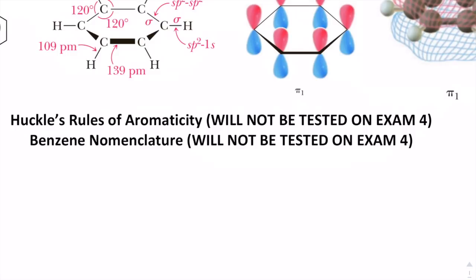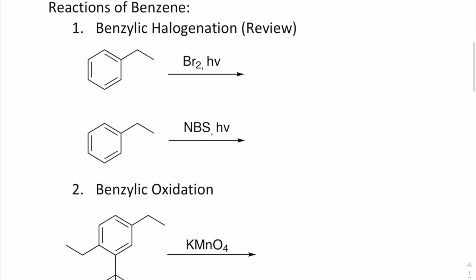In addition, benzene nomenclature will also not be tested since that was also on the quiz. So you guys can free up some brain space and not worry about those two concepts. All right, so finally, we're already at the end of chapter 21.